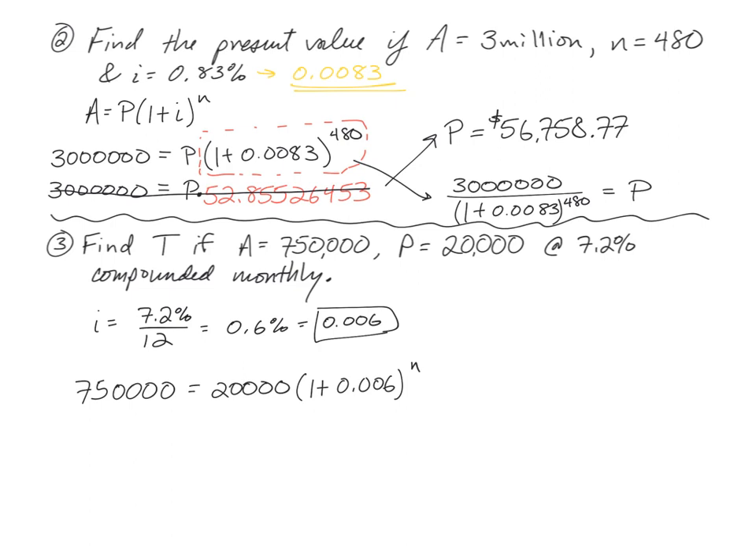So the first thing that we will do here is we will divide, because we're trying to isolate n, we're going to try to get rid of everything we can here. So we're going to divide by 20,000, and that leaves us with 37.5 equaling 1.006 raised to the nth power. And yes, I can do this. I can add these two things together in here because they're both numbers.